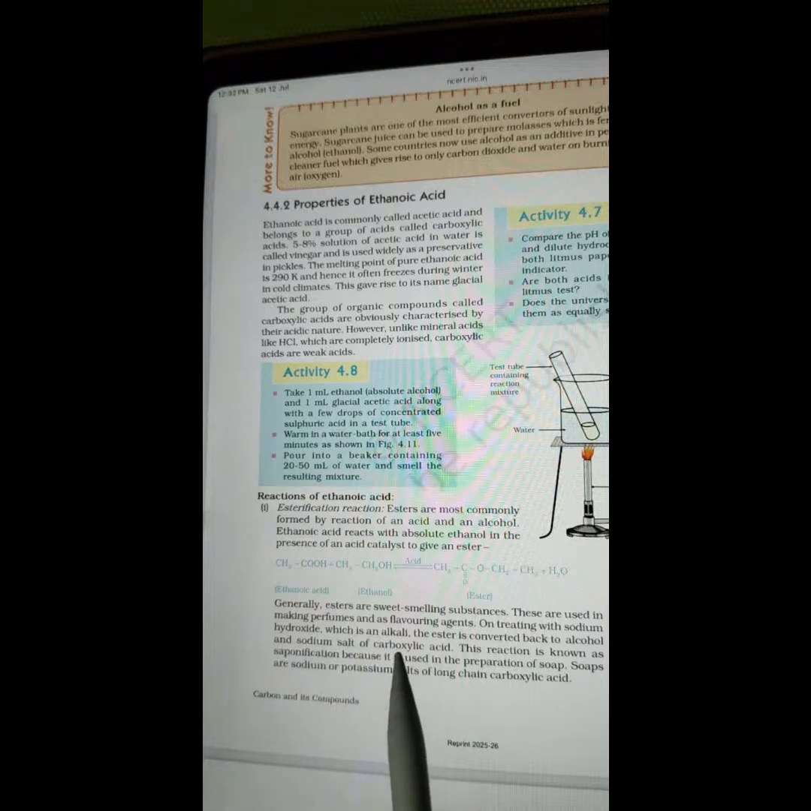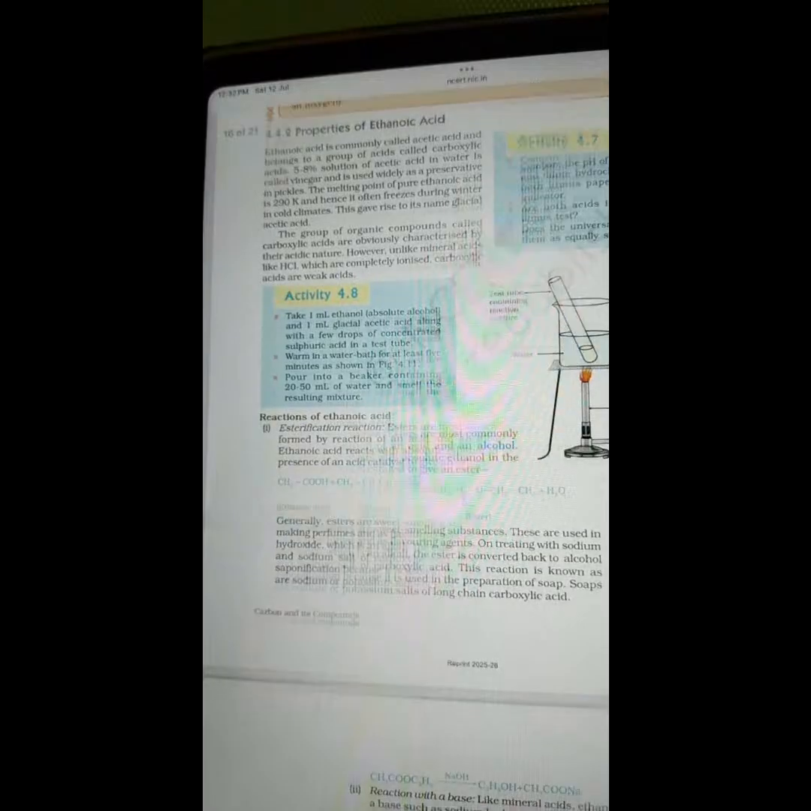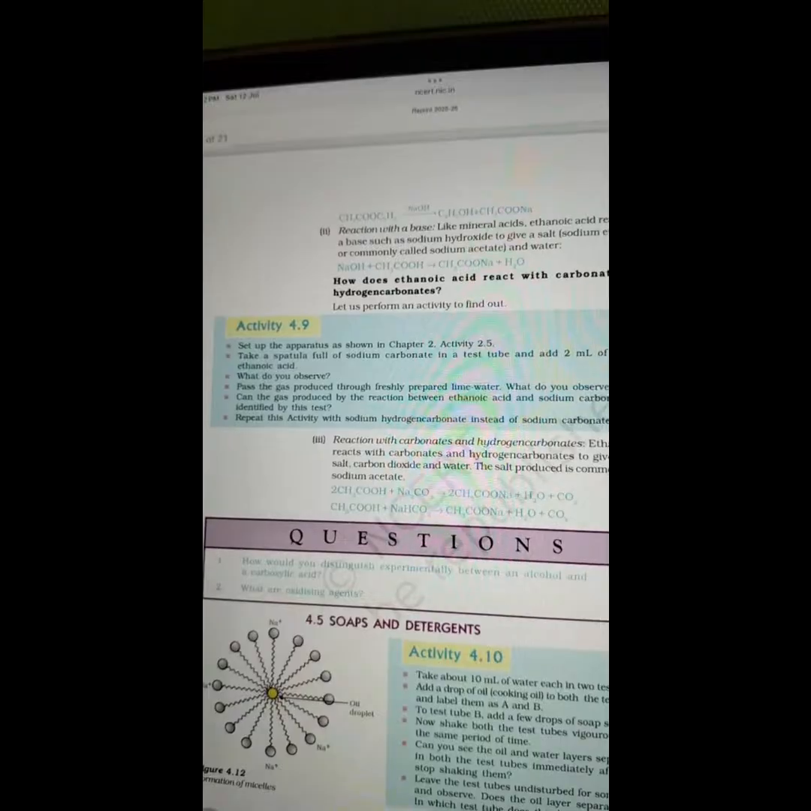Generally, esters are sweet smelling substances. They are used in making perfumes and as flavoring agents. On reacting with sodium hydroxide, which is an alkali, the ester is converted back to alcohol and the sodium salt of carboxylic acid. This reaction is known as saponification because it is used in the preparation of soap. Soaps are sodium and potassium salts of long chain carboxylic acids.